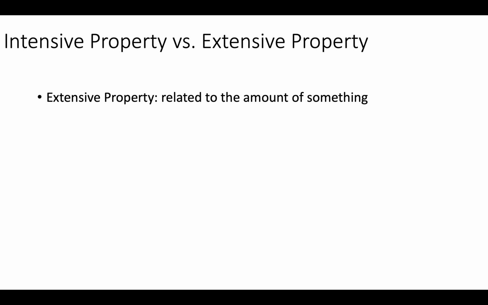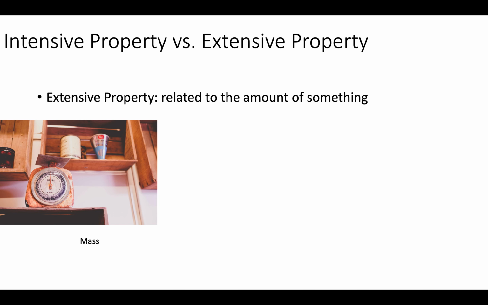For an extensive property, it will be related to the amount of something. Just like, to what extent do you have this? So for example, mass, right? Let's say I have a glass of water, and on the other hand, I have just a drop of water. The mass will be different. And the more of this you have, the more mass you will have. So that's why it's called an extensive property.